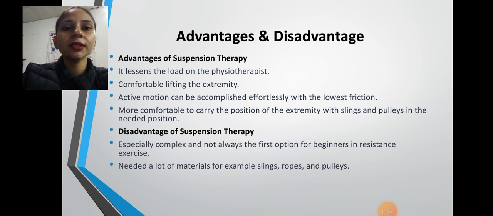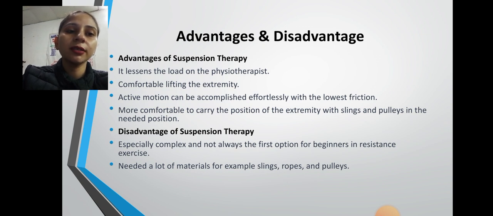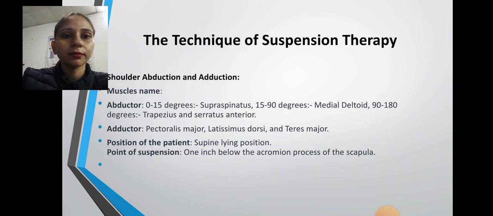Advantages: it lessens the load on the therapist, it is comfortable for lifting the extremity, active motion can be accomplished effortlessly with the lowest friction, and it is more comfortable to maintain the position of the extremity with slings and pulleys in the needed position. Then the disadvantages: it is especially complex and not always the first option for beginners' resistance exercises. It needs a lot of material, for example, slings, ropes, and pulleys.